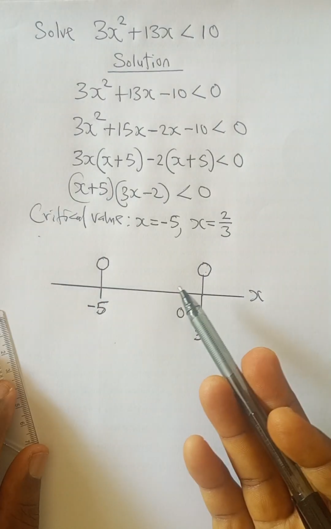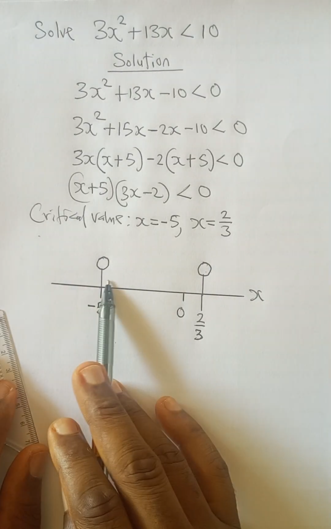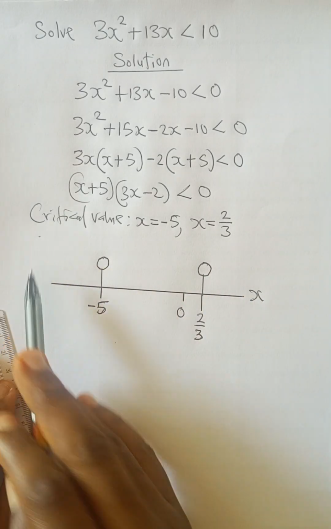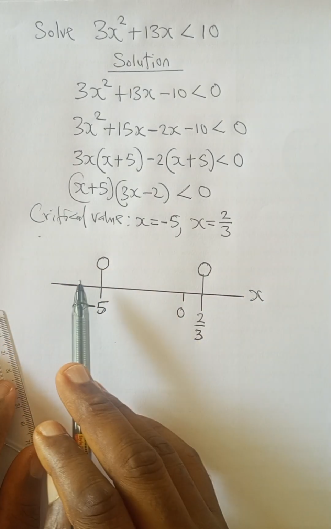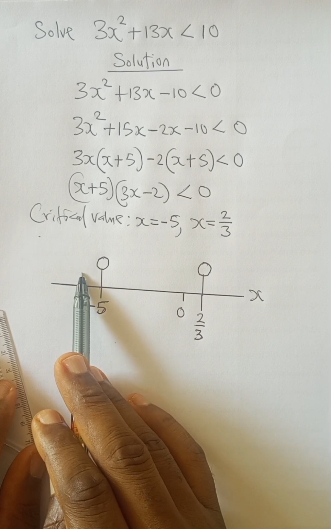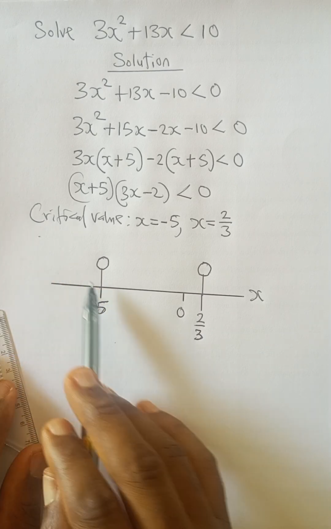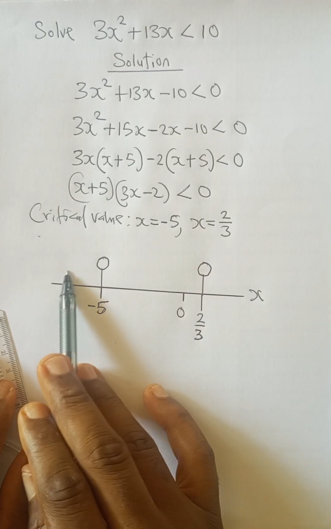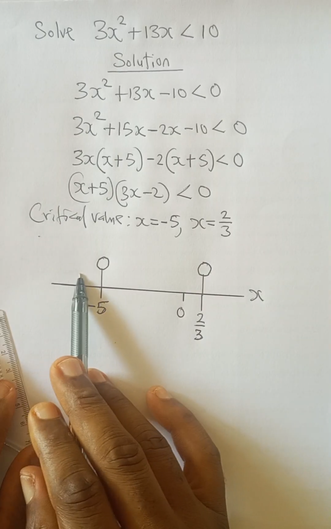Because you don't just come and put it anyhow. You must determine whether they are coming together, or this is going like this and this is going like this. Now let's find out. How do you know what will be here? You will check this interval from negative infinity to before minus 5. Let's say here now, this region is minus 6, minus 7, minus 1 billion, anything.